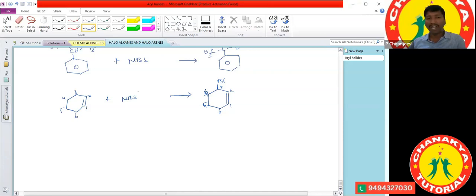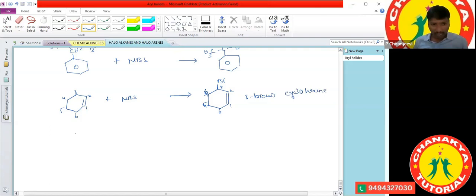Either it attaches to the benzylic carbon or to the allylic carbon. Now I have given cyclohexene. In cyclohexene, which one is the allylic position? Third and sixth positions are the allylic positions. One hydrogen atom is replaced by bromine. Then the product comes out as 3-bromocyclohexene. What is the name of the product? 3-bromocyclohexene.